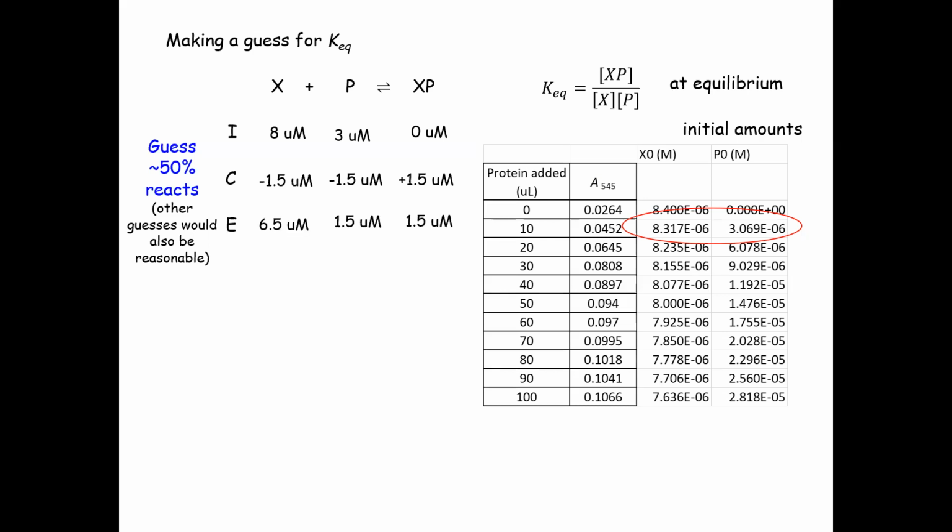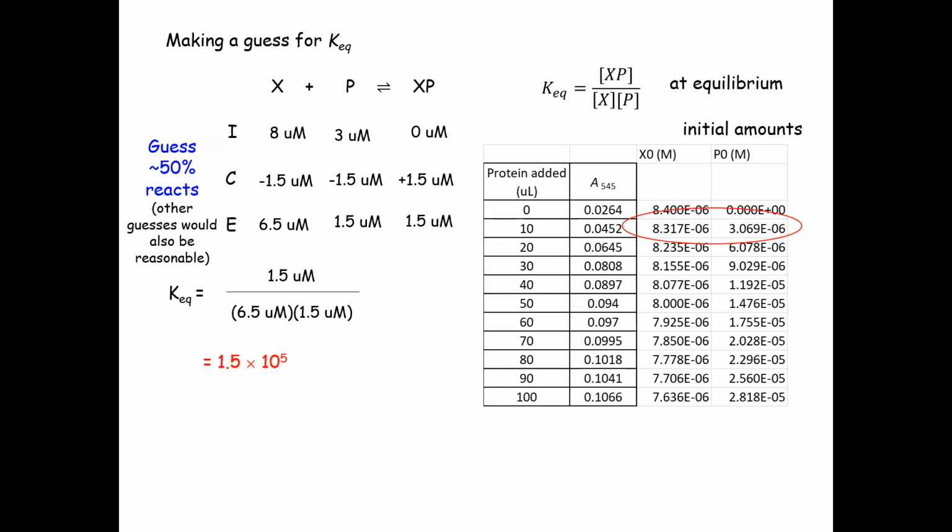Plug all those things into my ICE chart, and I would predict that if it goes 50% to equilibrium, I would have something like 6.5 micromolar X, 1.5 micromolar P, and 1.5 micromolar XP at equilibrium. These are exactly the numbers I need in order to calculate KEQ, and so I can simply plug them into an expression, and I get 1.5 times 10 to the minus 5th, right? That is my estimated value for the equilibrium constant based on my guess that it goes 50% of the way to completion.